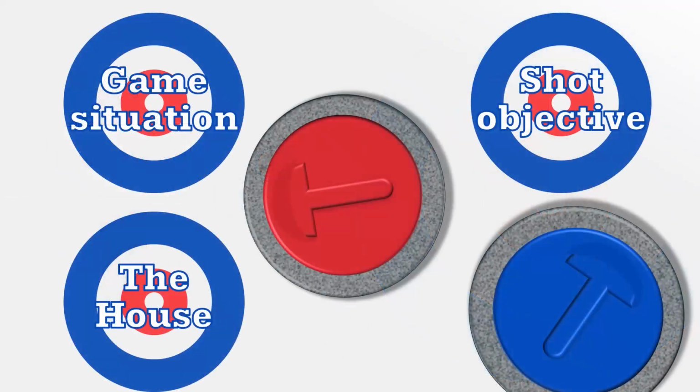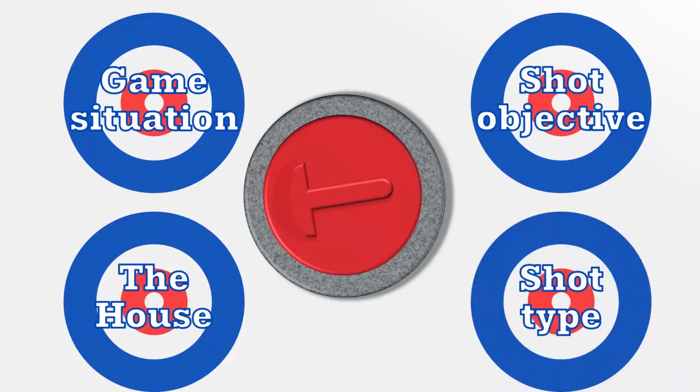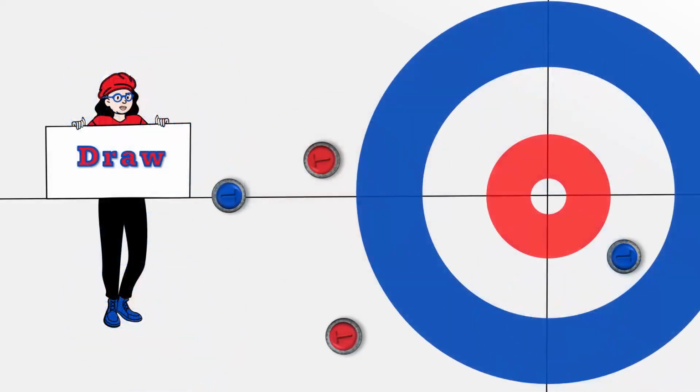Step 4. Shot type. Select the shot type to best achieve the goal. Generally speaking, there are 3 basic shot type options: draw, takeout, and raise. Draws come in 2 basic types: getting a stone into the rings to try and score points, or in front of the rings to guard your rock from your opponent.